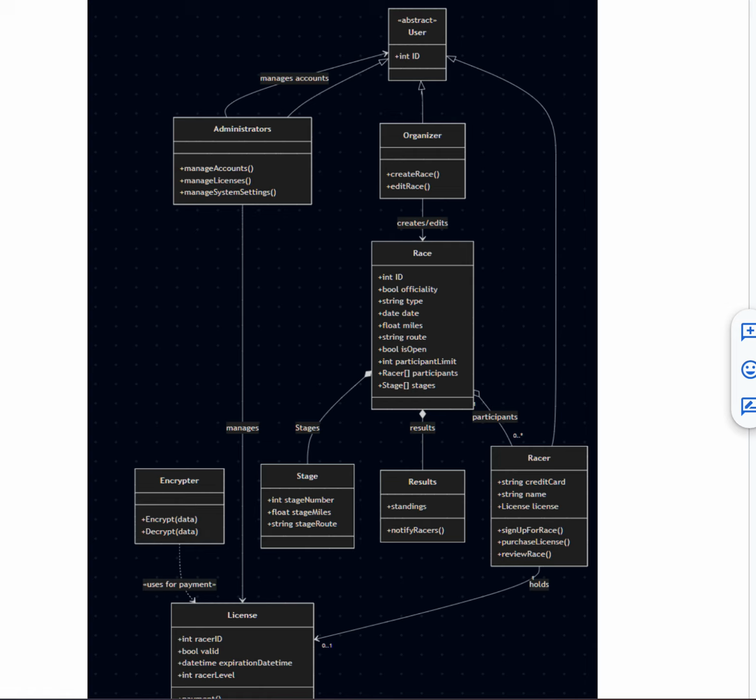So that includes, what do we need for races? How are we going to get the results delivered to the racers? How are they going to purchase licenses? We have on here an encryptor class. We are not sure if we still need this at this moment, but because our users are going to be using credit cards, security is obviously very important to us throughout the system. So we have that encryptor class.